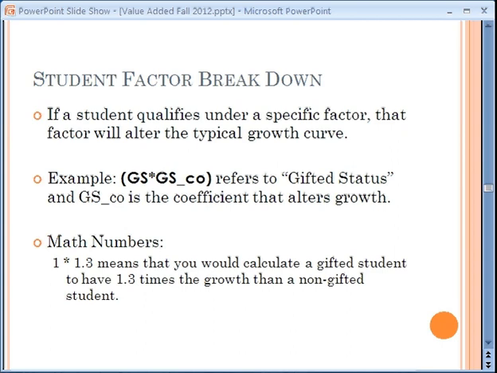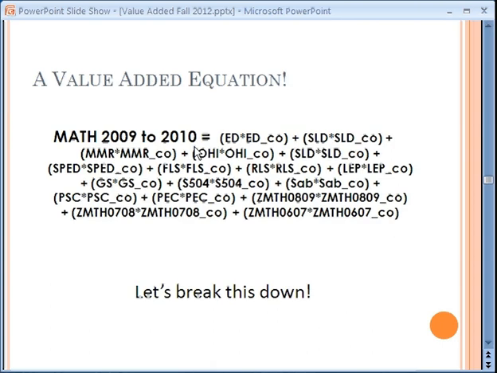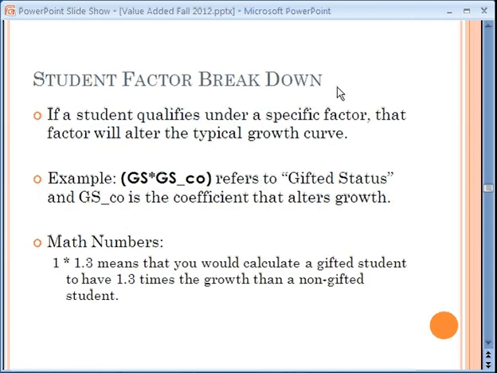Gifted status. If a student is not gifted, then right here they would get a 0. Therefore, 0 times whatever equals 0, and this entire parentheses would be cut out of the equation. And by using these factors of 0 or 1, you can decide which of the parentheses are going to be in the equation. So maybe if a student doesn't have 504 status, then this parentheses is cut out. Now, in the case that they do, you would just put a 1 right here.